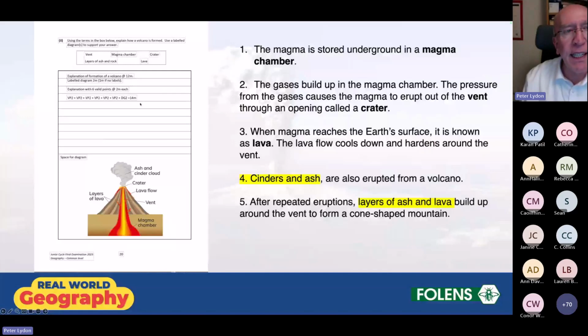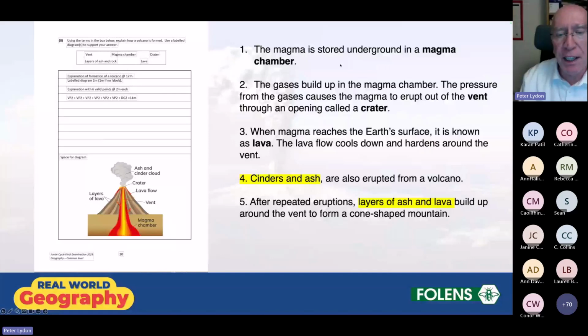One of the things that's interesting is they use the term layers of ash and rock, rather than say layers of lava or cinders and ash. I've highlighted cinders and ash because that's what we put into the text originally, and pretty much what every textbook actually uses. But maybe they weren't going to do that. They wanted to keep this a little bit different, just have rock in there.